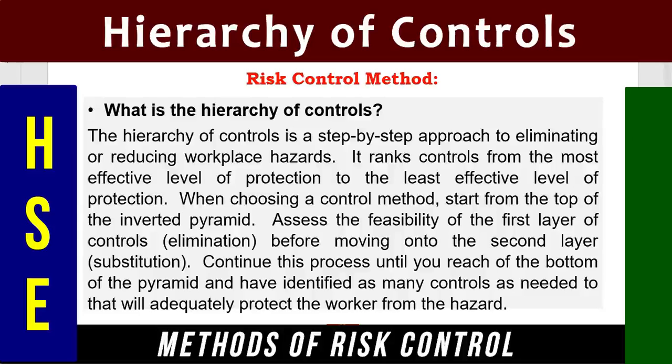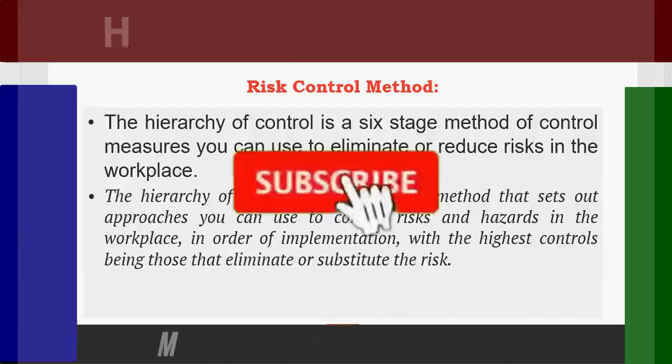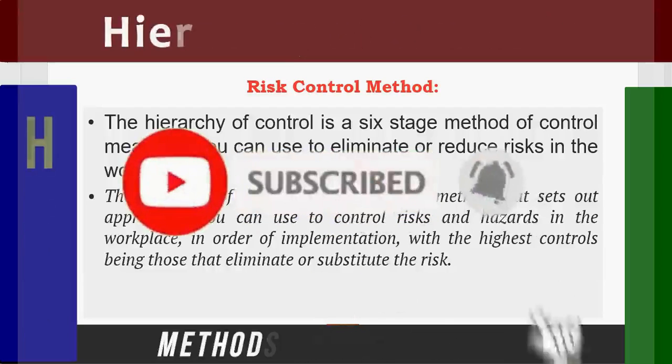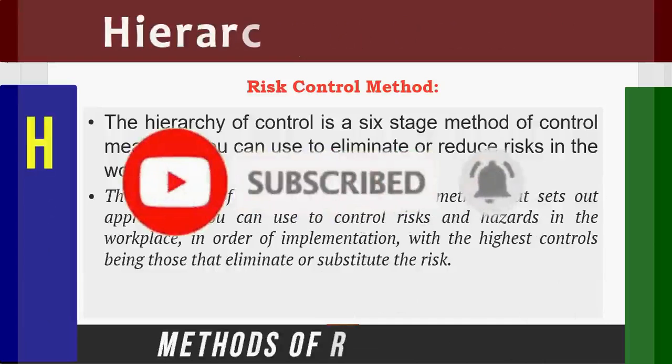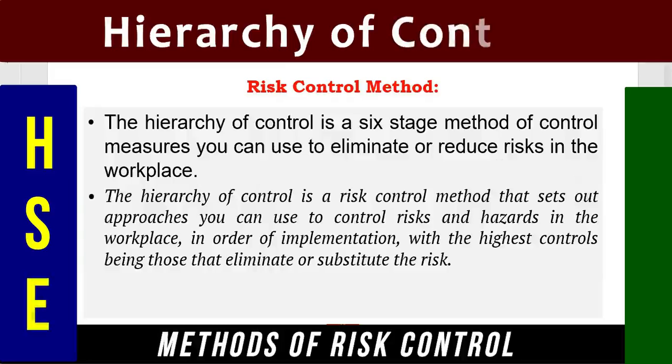We'll discuss in detail. The hierarchy of control is a six-stage method of control measures you can use to eliminate or reduce risks in the workplace. The hierarchy of control is a risk control method that sets out approaches you can use to control risks and hazards in the workplace in order of implementation, with the highest controls being those that eliminate or substitute the risk.